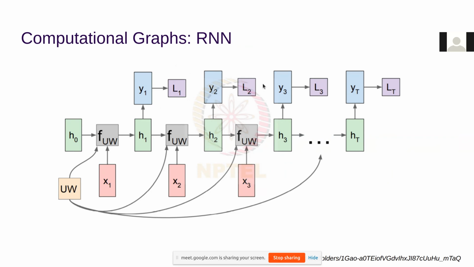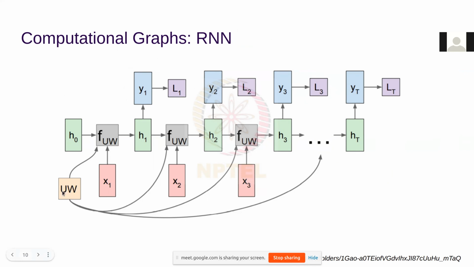So if we have to compute the gradient for this RNN, then it will be equal to the sum of these losses, that is L1 plus L2 plus L3 up to LT, with respect to what are the parameters here?